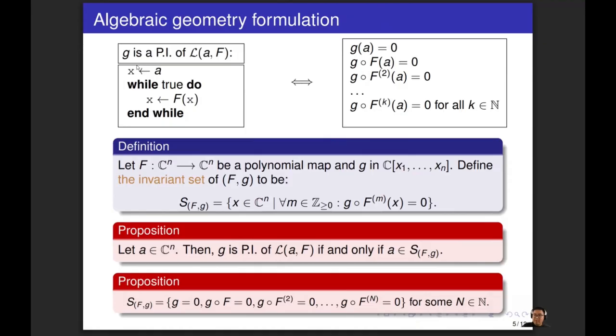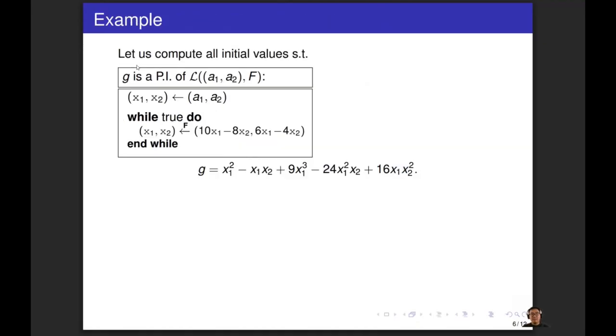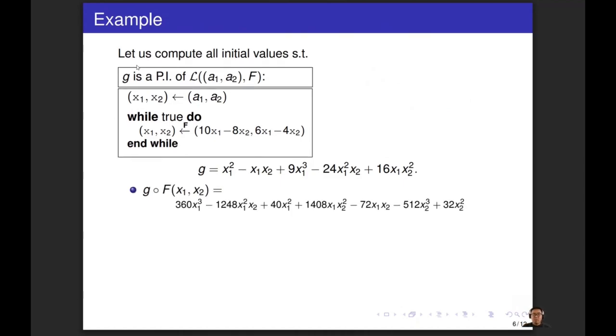Okay, now let's see an example of how to compute invariant sets and why it's useful. For this case, we would like to compute the set of all the initial values such that g is the invariant of this loop. So first we compute g of f and we check that the solution of the polynomial equation g is not the same as the common solution of polynomials g and g of f. For example, you can check it by using tools from computational algebraic geometry, such as Gröbner bases.